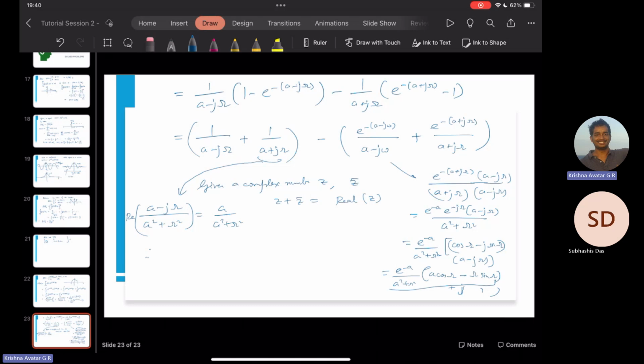Therefore, f of omega is going to be a by a squared plus omega squared, plus e to the power minus a divided by a squared plus omega squared, and then a cosine omega minus omega sine omega. And of course, we'll have to verify whether we are doing it right. But yeah, let's consider it. That's how it is, right?